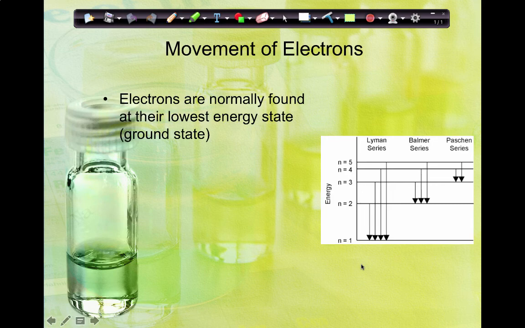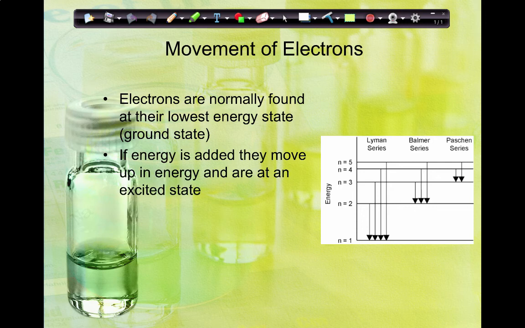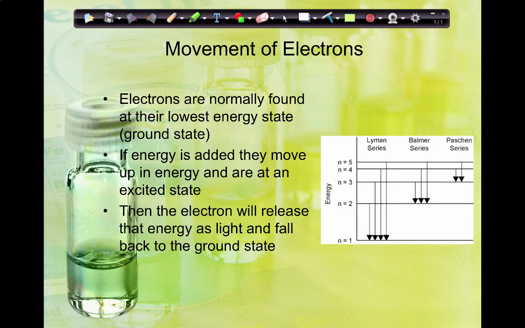So electrons are normally going to be found on their lowest energy state, that's ground. If you add energy, they move up in energy, and they go to an excited state, so they'll go up in energy levels. The electron will then release that energy, it falls back to the ground state, and that energy usually gets released as light, or it could be UV or IR energy.